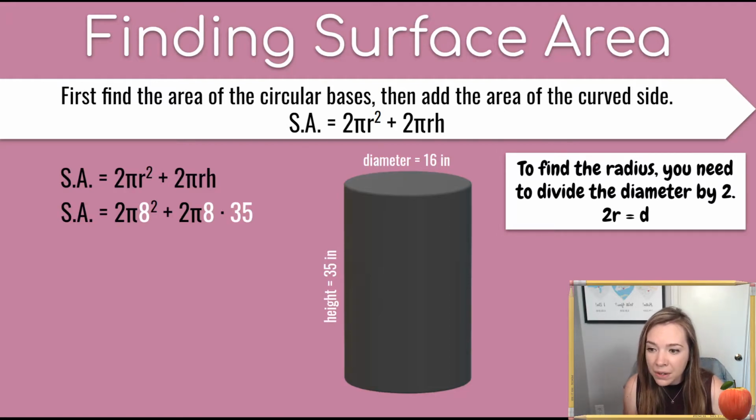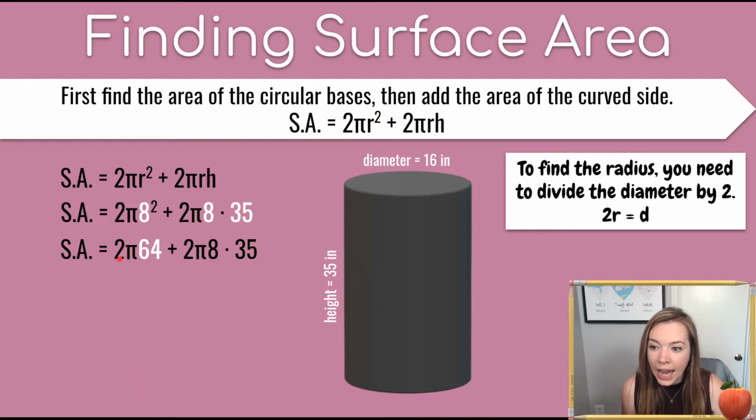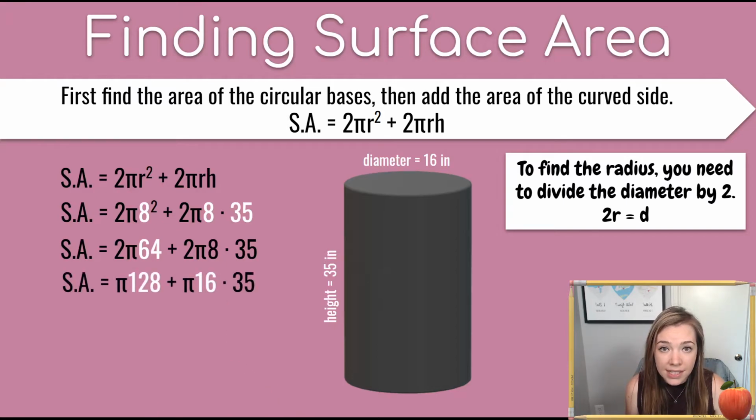So we're going to follow order of operations and we're going to square 8 first. So 8 times 8, which is going to give us 64. And then this step, I like to shortcut a little bit because we're doubling. So I double 64 first, and then I double 8. So for this next step, we're going to do 2 times 64, which gives us 128.